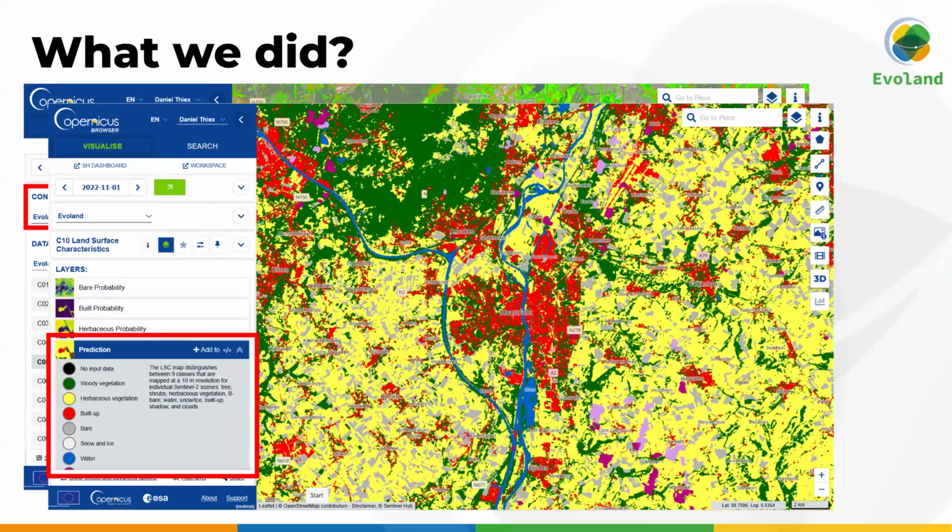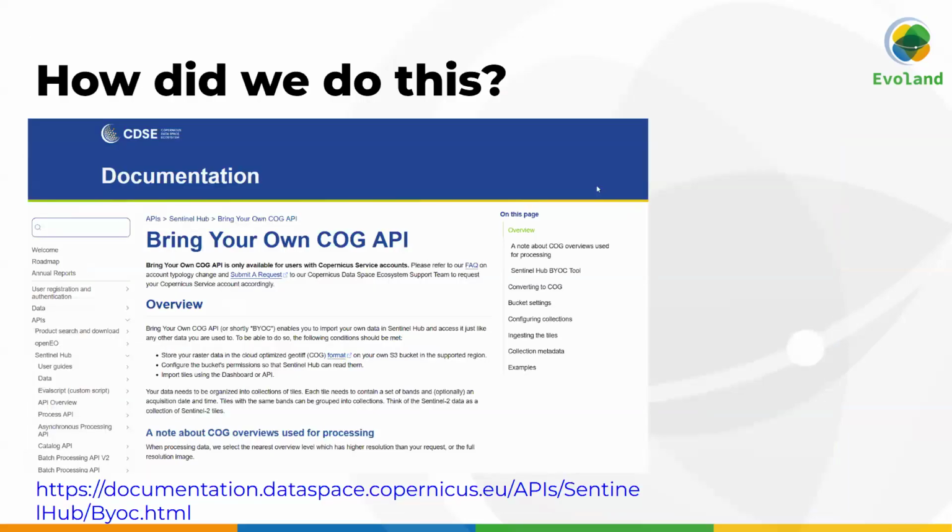The Copernicus browser was actually exactly what we wanted from our results portal, a tool where we can visualize the data, where we can compare it, where we can download it. How did we do this? We were using an API, a service within the Copernicus database ecosystem, the Bring Your Own Prop API.